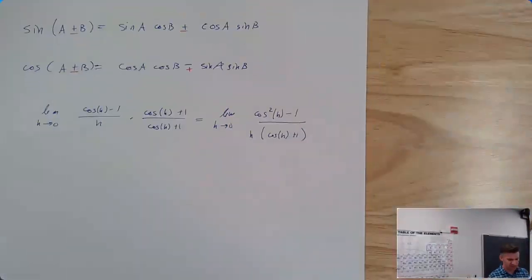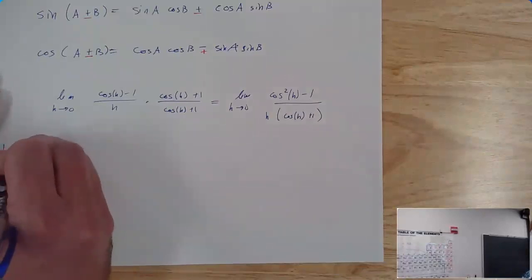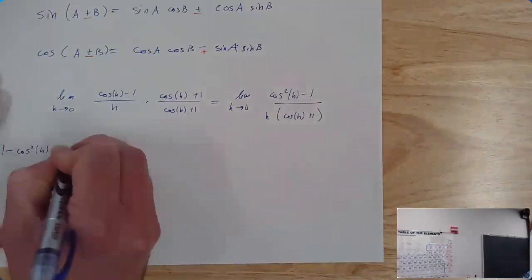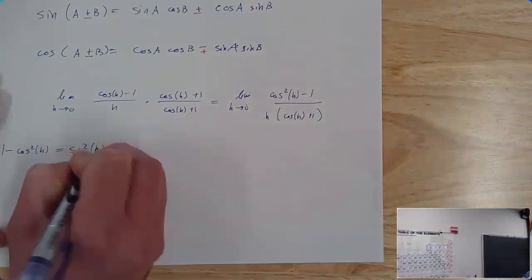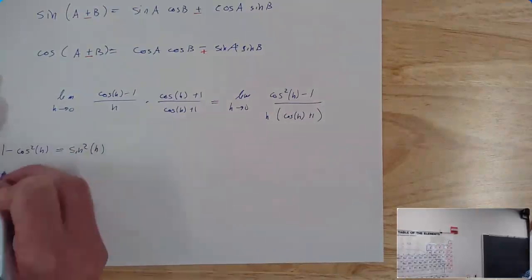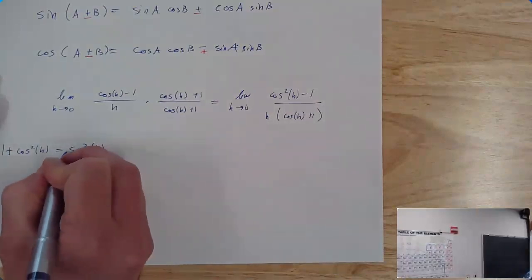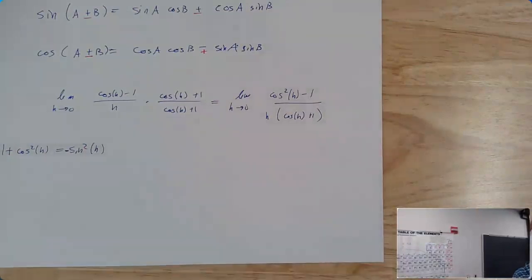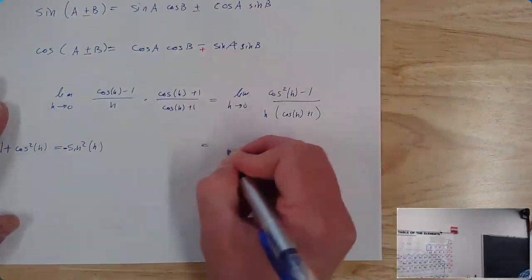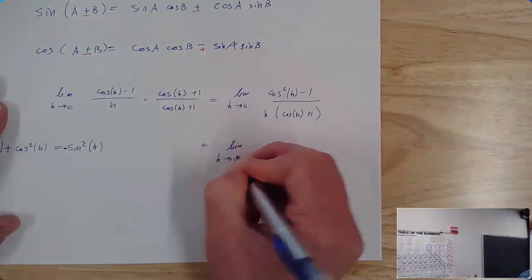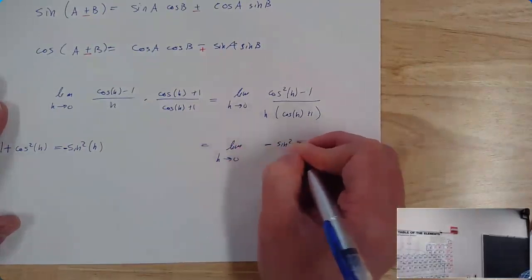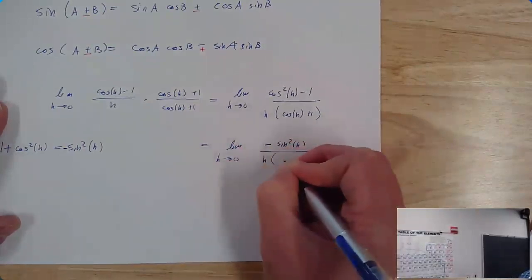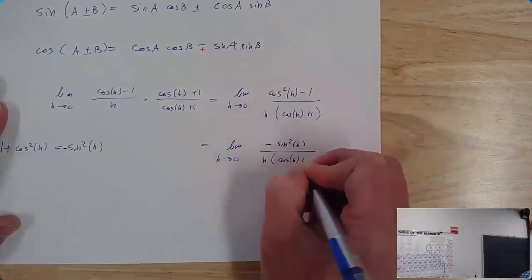What's cosine squared h minus 1? Almost. It's almost sine squared h. It's negative sine squared, because we know that 1 minus cosine squared h is equal to sine squared h. And if we multiply everything by negative 1, cosine squared h minus 1 equals negative sine squared of h. So then this is equal to the limit as h goes to 0 of negative sine squared of h over h times cosine of h plus 1.